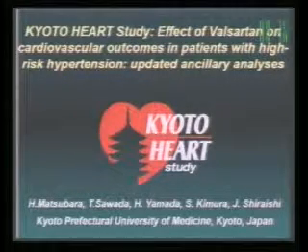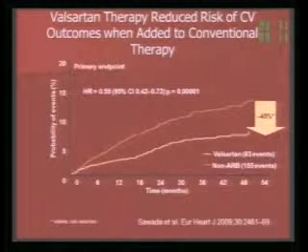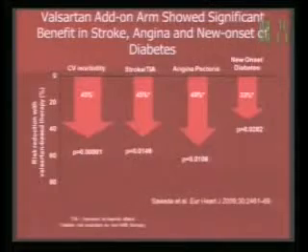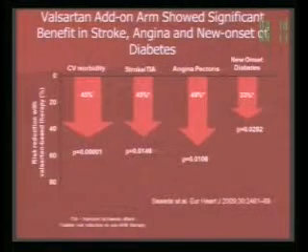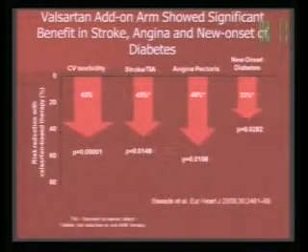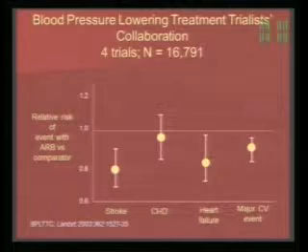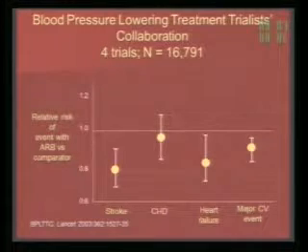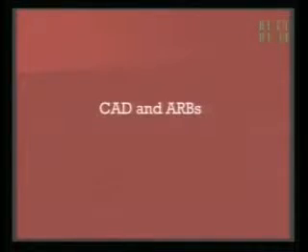The Kyoto study from Japan was sort of an eye-opener. Valsartan therapy reduced the risk of CV outcome when added to conventional therapy, and there was a 45% reduction of events, cardiovascular mortality, stroke, and very importantly a 50% reduction of angina. With ARB there was a 50% reduction of anginal episodes, which was the real hallmark of the trial. And the collaboration study with about 17,000 patients showed that ARB versus comparator, ARB actually had an edge on all the parameters of the cardiovascular spectrum.